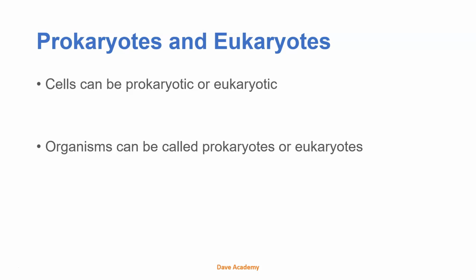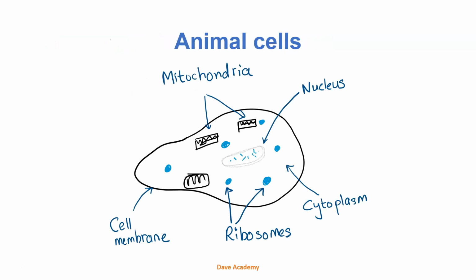Now, you talked about the prokaryotic and eukaryotic cells. Could you explain the typical structure of an animal cell? So, an animal cell contains subcellular structures like nucleus, cytoplasm, cell membrane, mitochondria, ribosomes. What does a nucleus do? It contains genetic material that controls the activities of the cell.